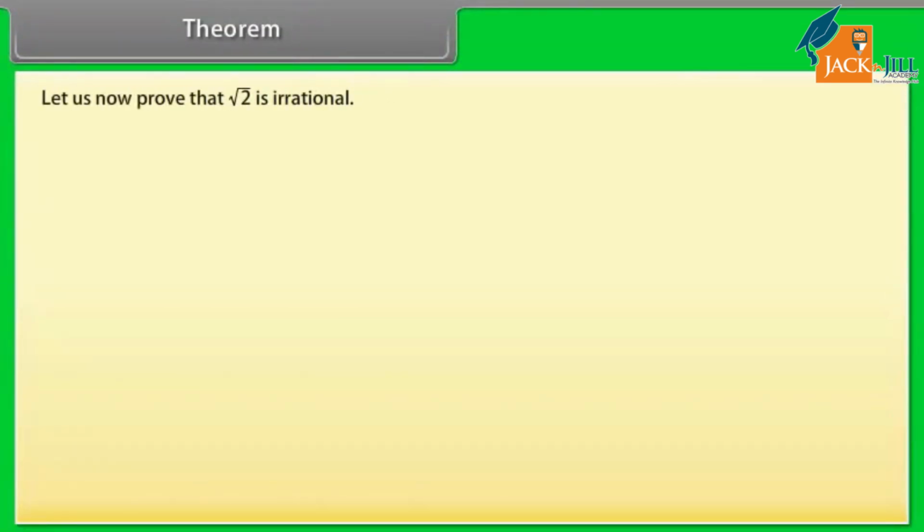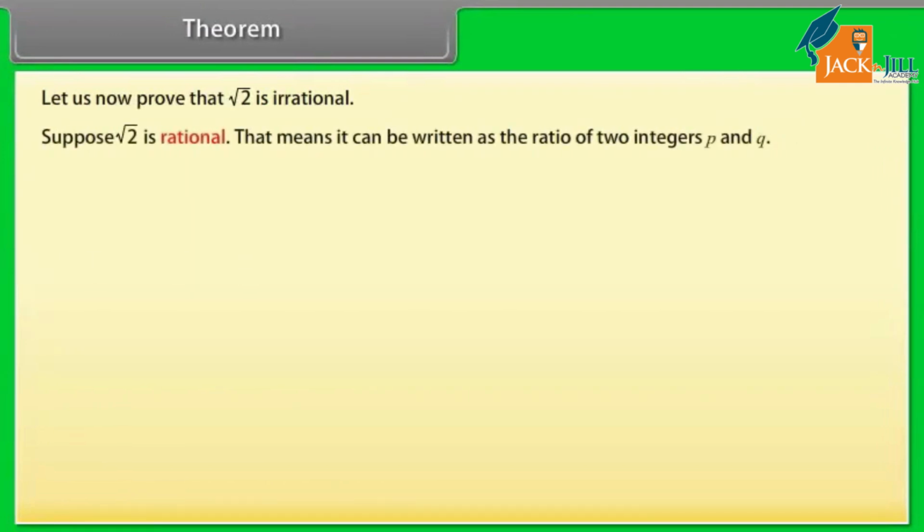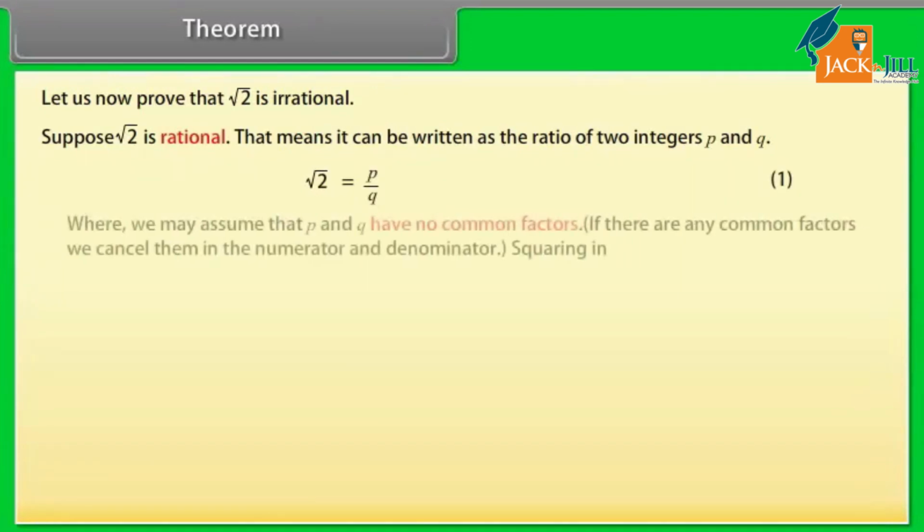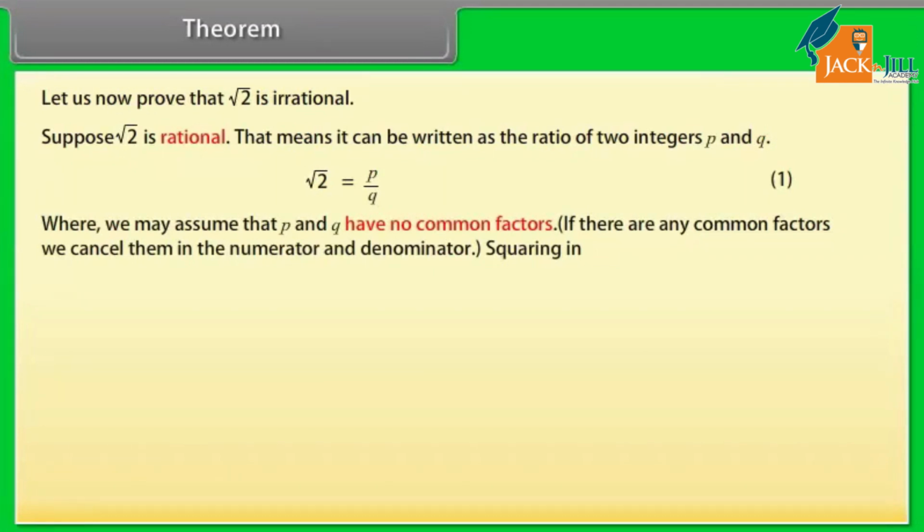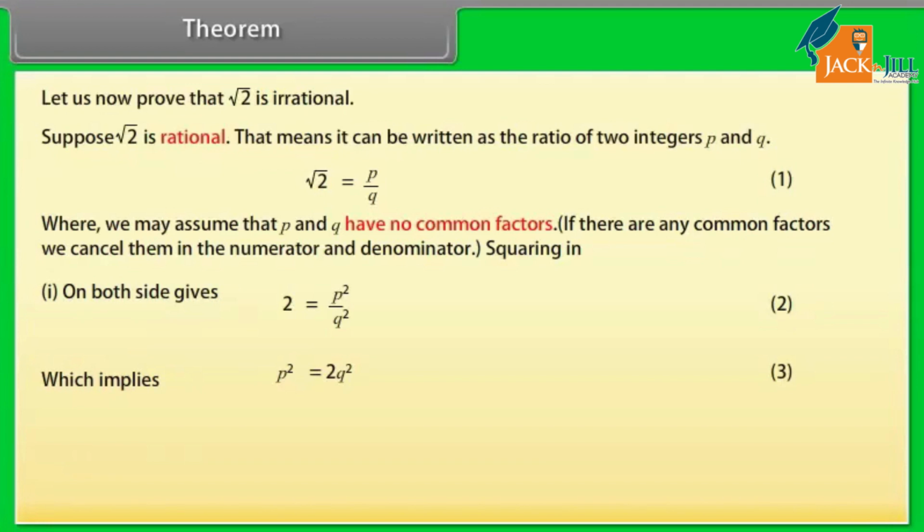Theorem. Let us now prove that square root 2 is irrational. Suppose square root 2 is rational. That means it can be written as the ratio of two integers p and q. Square root 2 is equal to p upon q, which is equation 1, where we may assume that p and q have no common factors. If there are any common factors, we cancel them in the numerator and denominator. Squaring both sides in 1 gives 2 is equal to p square upon q square, equation 2, which implies p square is equal to 2q square, equation 3.